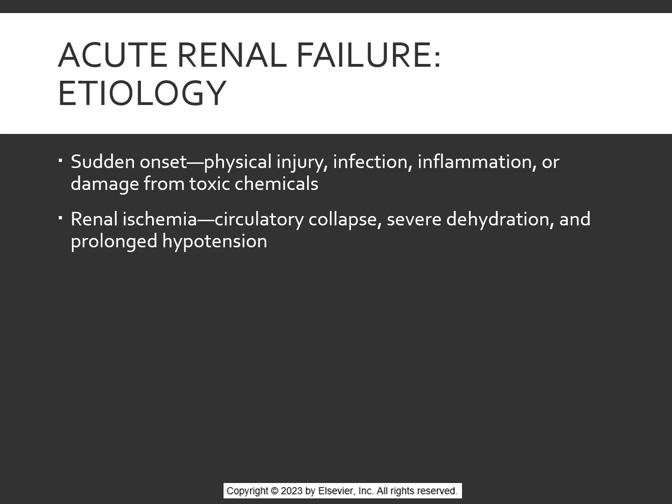Acute renal failure or acute kidney injury occurs suddenly as a result of physical injury, usually secondary to hypoperfusion, infection, inflammation, or damage from toxic chemicals. Nephrotoxic agents can inflict damage on the renal tubules, causing acute tubular necrosis and loss of function. They can also indirectly harm the tubules by causing severe constriction of blood vessels that serve the kidney, producing renal ischemia. ATN is responsible for 90% of ARF.